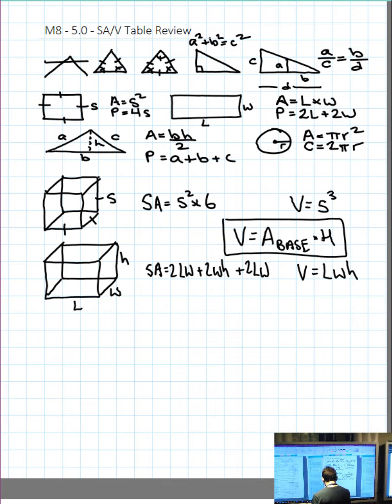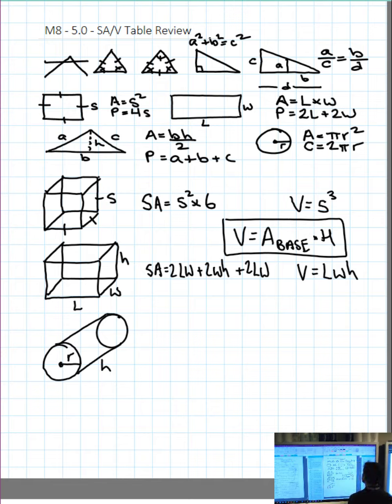Okay, let's take a look at a cylinder. So I'm going to draw 2 circles, and I'm going to connect, and I'm going to call the radius R and the height H. The height of the prism. A prism has to have an identical base and a height. And we have a formula for the surface area.